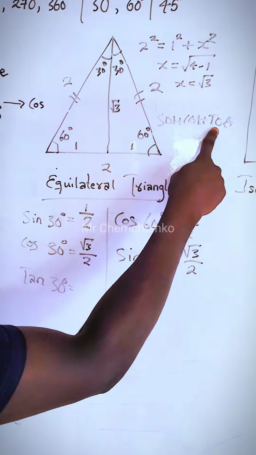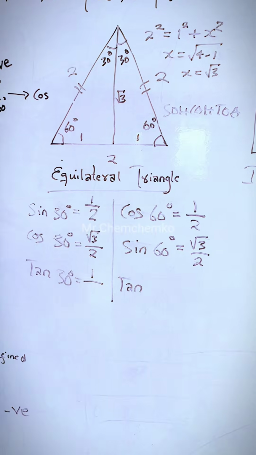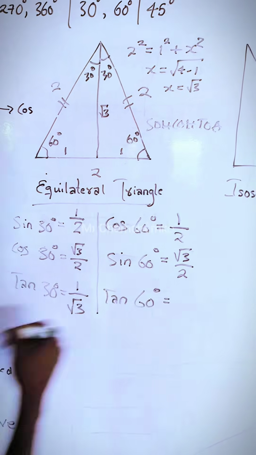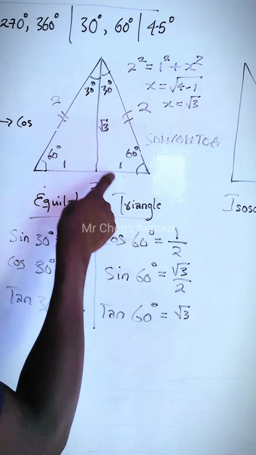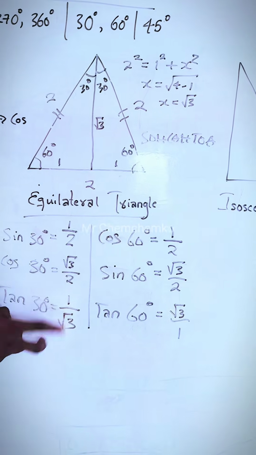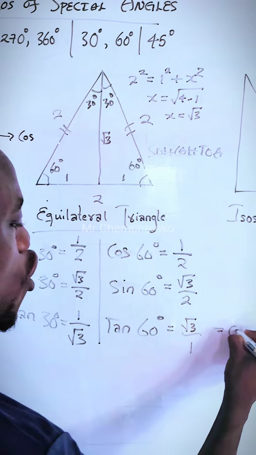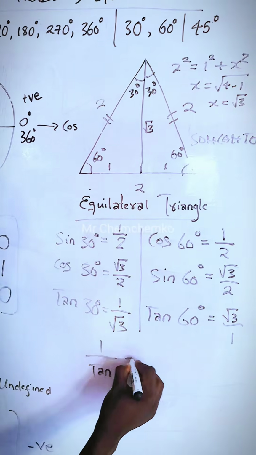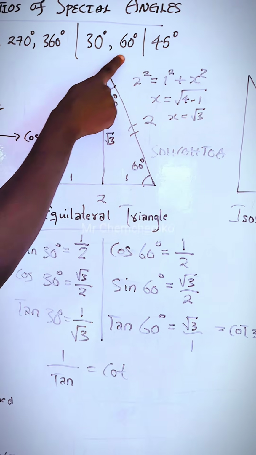Now let's go to tan 30. Tan 30 is opposite over adjacent. Here is 30, the opposite is 1, I write 1. The adjacent is root 3, I write root 3. Now let's go to tan 60. What is the opposite of 60? Root 3. And what is the adjacent of 60? 1. So what do you notice? You notice that tan 60 is the reciprocal of tan 30. Beautiful, right? So this gives you the trig ratios for 30 degrees and 60 degrees.